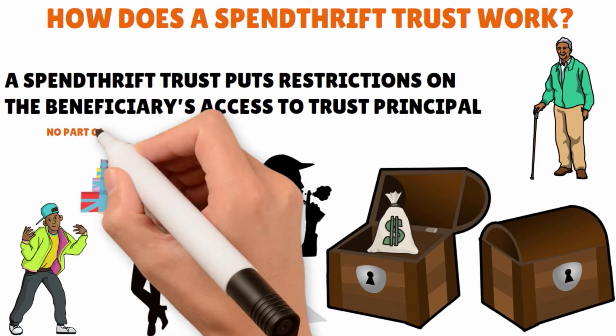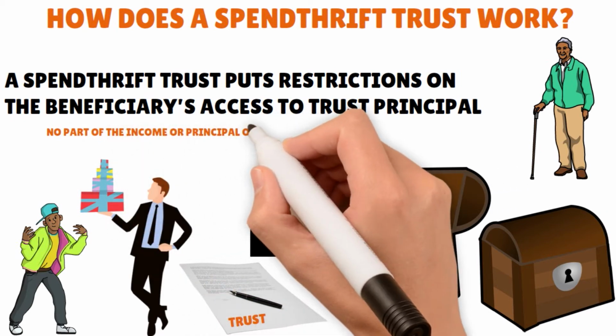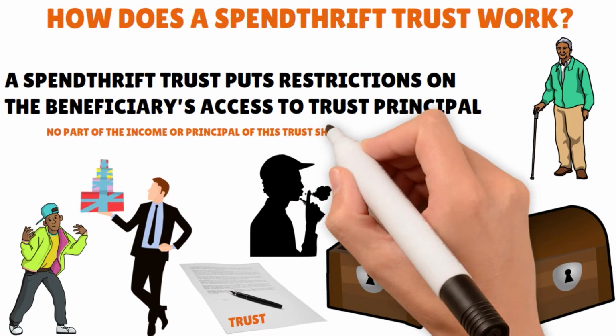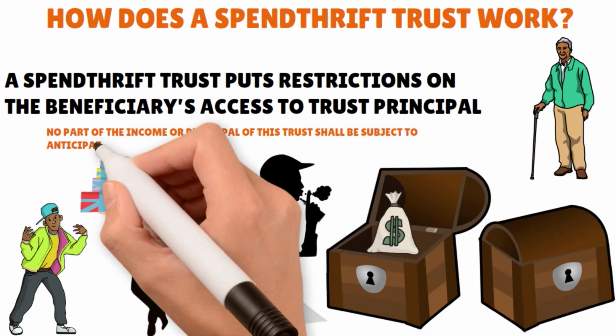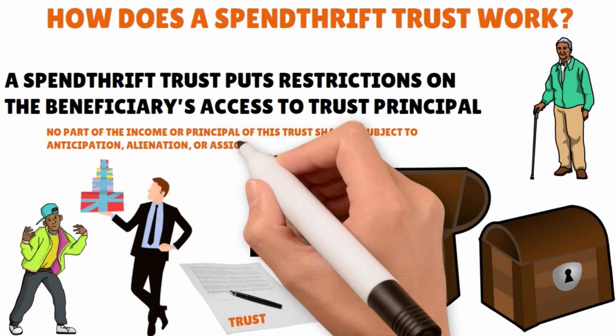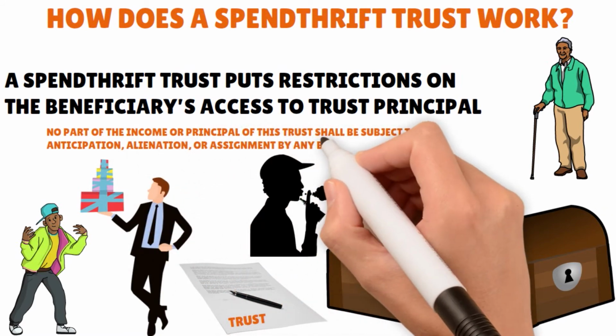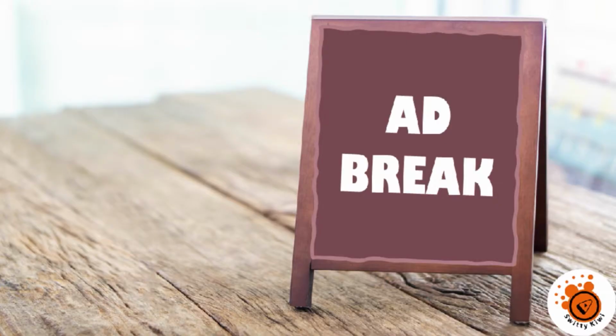No part of the income or principal of this trust shall be subject to anticipation, alienation, or assignment by any beneficiary. Let me repeat that. This is the kind of distinguishing legal language you might see in a spendthrift trust. No part of the income or principal of this trust shall be subject to anticipation, alienation, or assignment by any beneficiary.